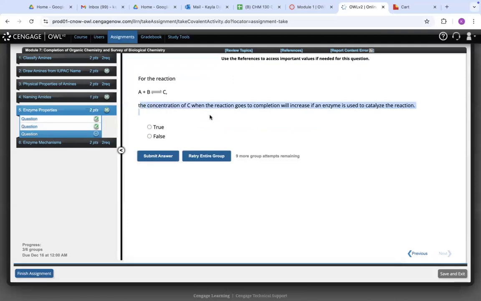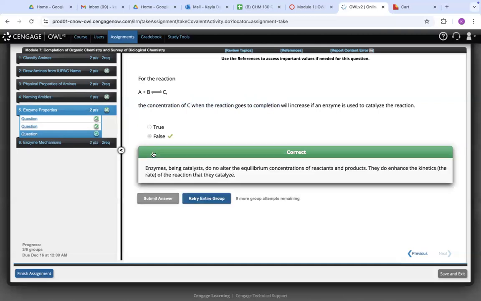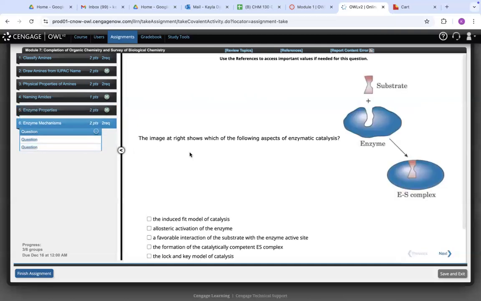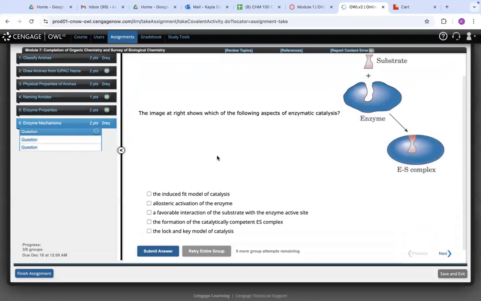Okay, A plus B. So for the reaction A plus B equals C, the concentration of C when the reaction goes to completion will increase if an enzyme is used to catalyze the reaction. False, it will just go faster. Yeah. Okay. Now this one can be hairy. So hopefully I can help you out on this one.